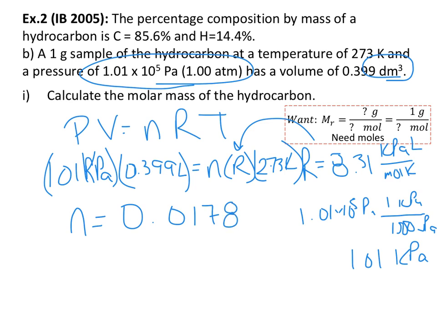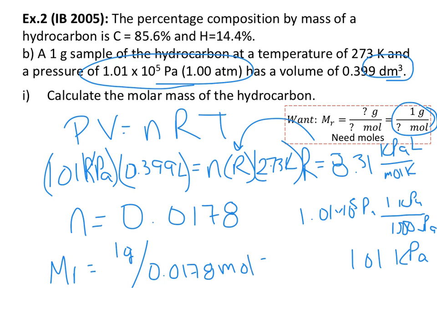0.0178. That's not the final answer. Why did I need that again? I need to plug into 1 gram divided by the number of moles. So M sub r is the 1 gram on top and the 0.0178 moles on the bottom, which gets you 56.8 grams per mole.